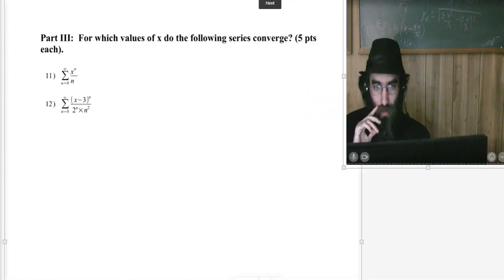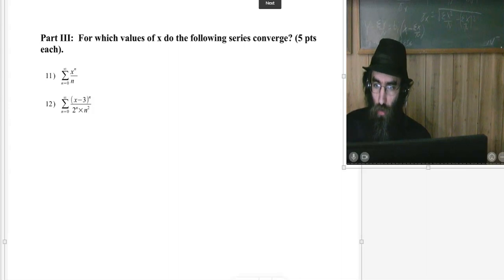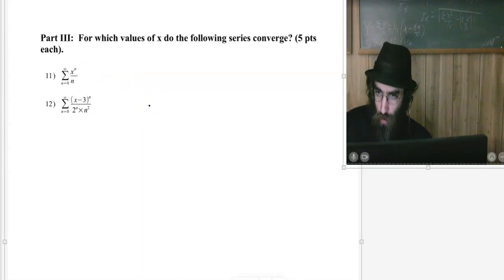Alright. On some more normal stuff, I'd say that part 3 probably has the most normal questions on here. Just for which values of x do the following series converge? So, okay, these are power series. Hopefully you know to do a ratio test when you're doing power series. Okay.